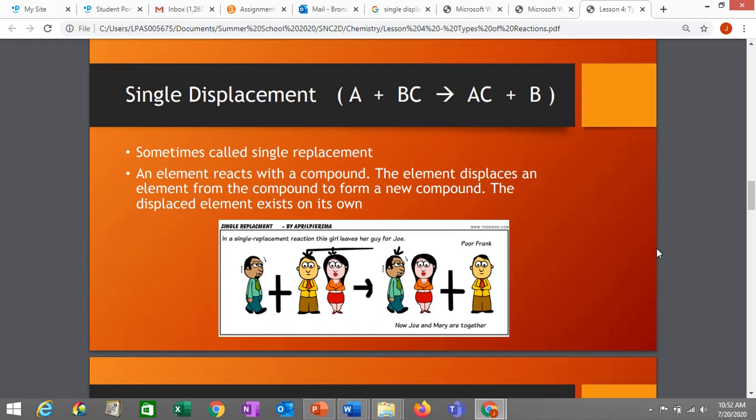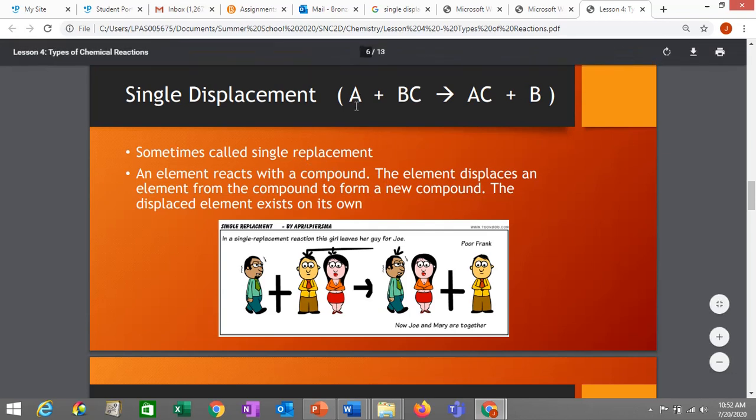Single displacement. Okay, so now we're starting to get a little bit more complicated. If you look this up online, you'll sometimes see them called single replacement reactions, but this is the same thing. So what you have happening is you have an element out here by itself, and you have some kind of compound. So the element will react with the compound, and it will move in and displace part of this compound, which will then go on to be by itself.